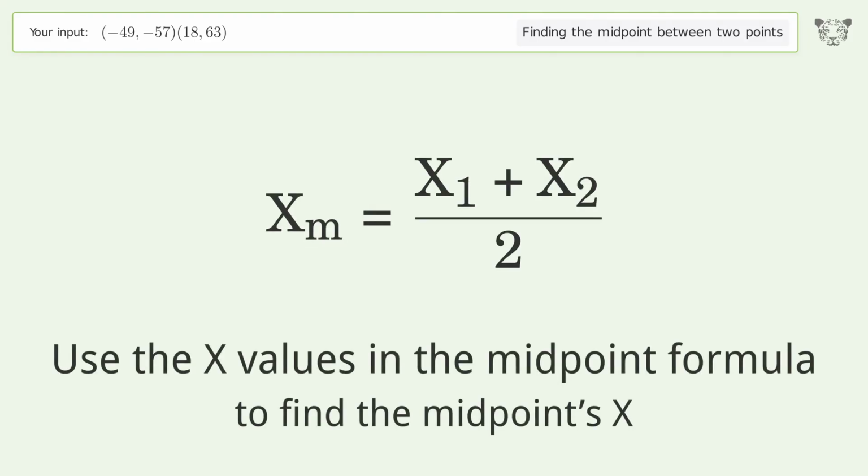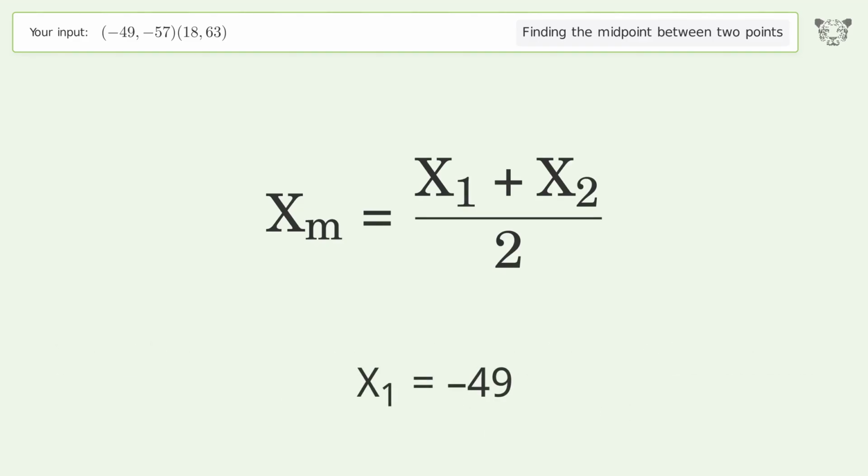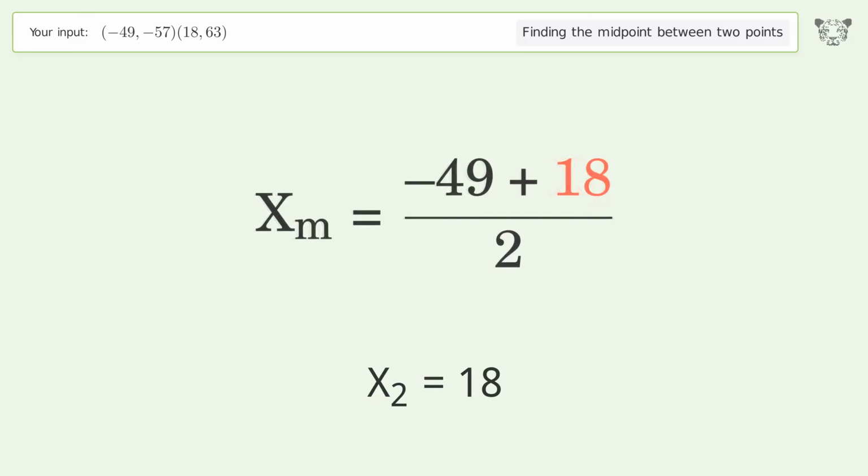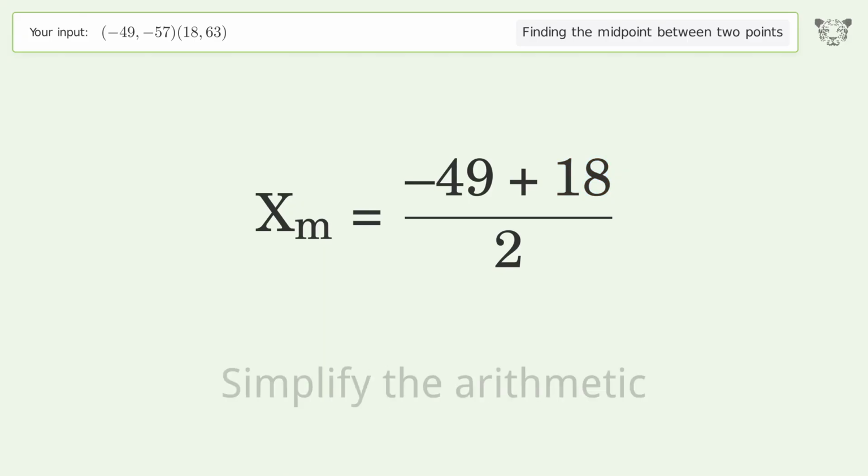Use the x values in the midpoint formula to find the midpoint's x. x1 equals negative 49. x2 equals 18. Simplify the arithmetic.